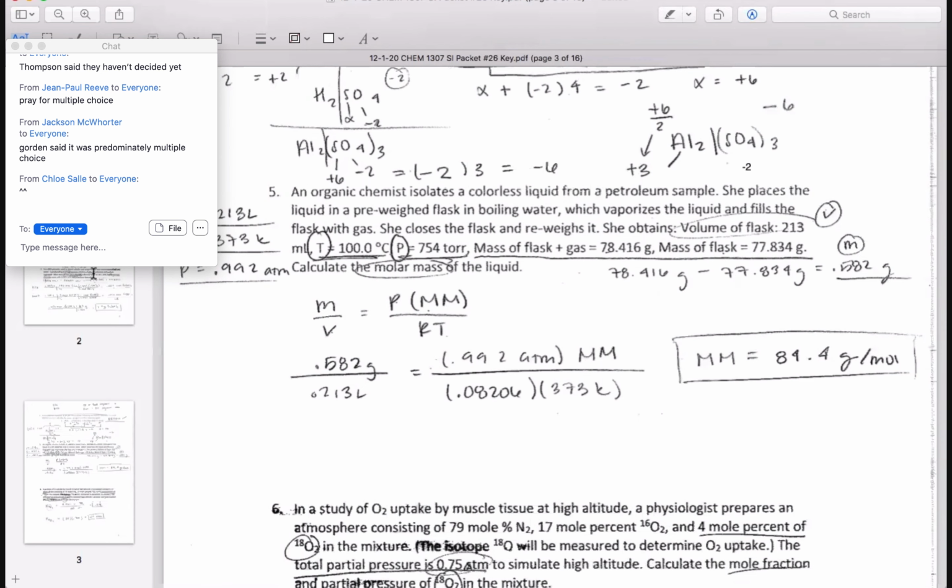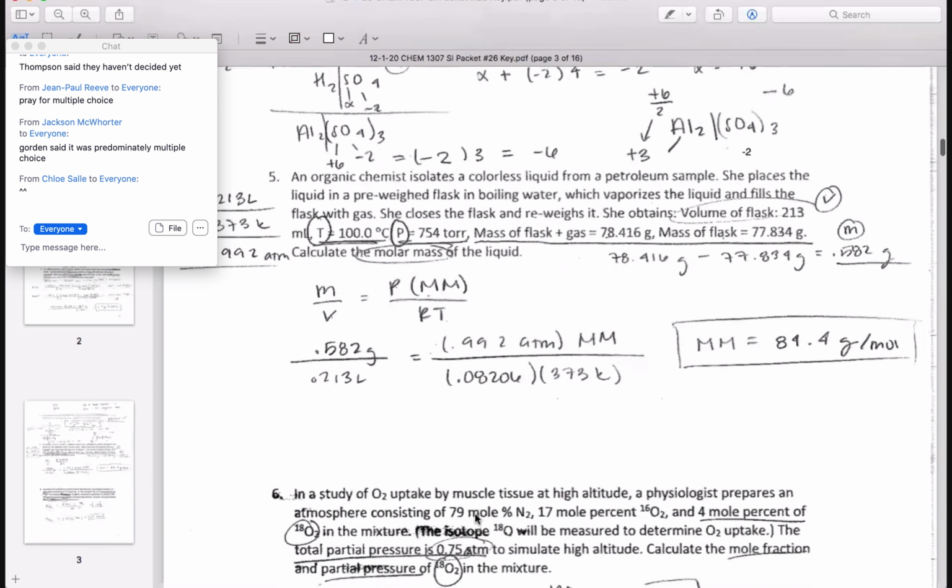Okay, so let's go ahead and talk about the second one. My next packet, by the way, has a lot of multiple choice, so we'll get some practice with that as well.